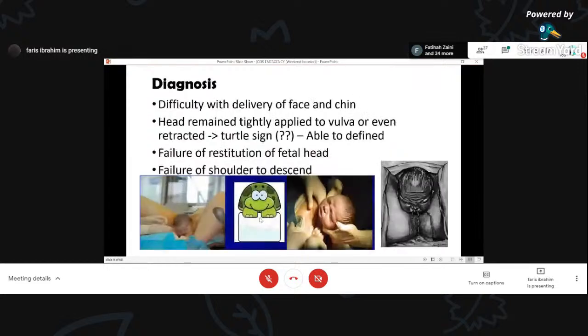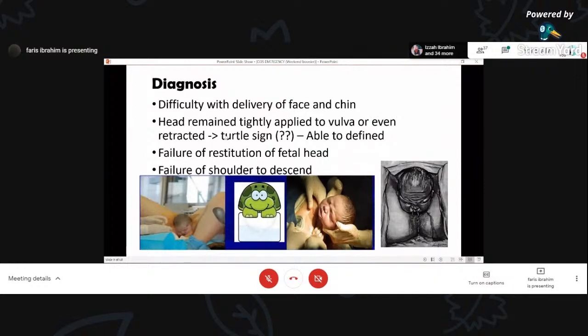Right, so now pertaining to the history taking and PE, that's basically it. Now the diagnosis: how do you diagnose that this patient has a shoulder dystocia? Okay, so first of all, you see that there is a difficulty with the delivery of the face and the chin.